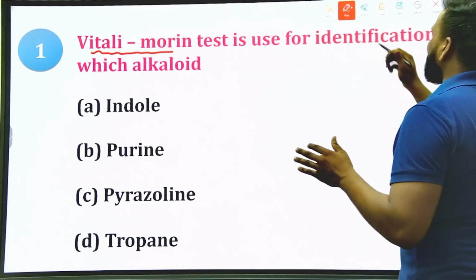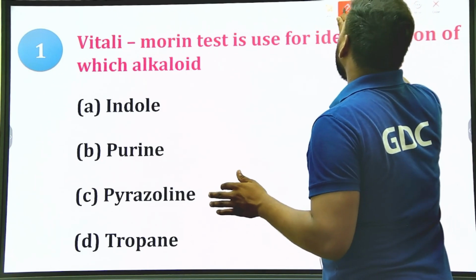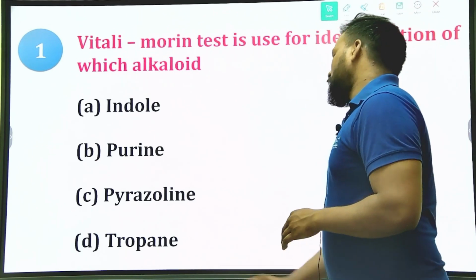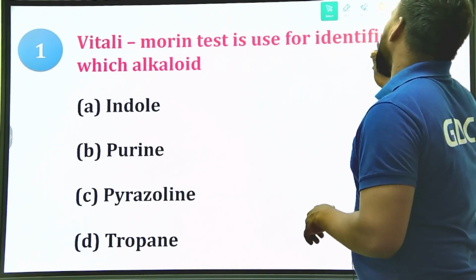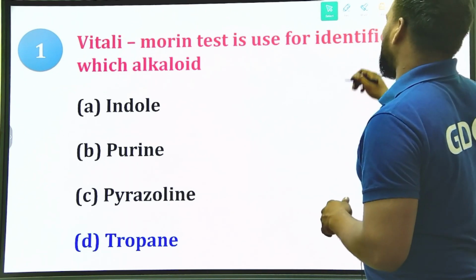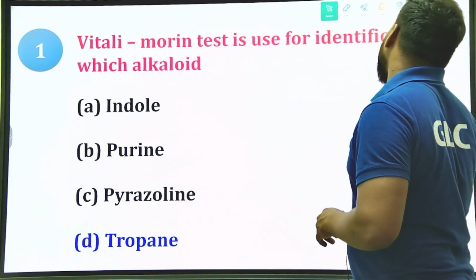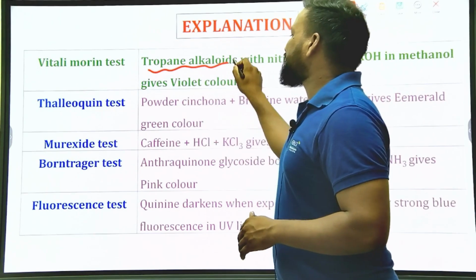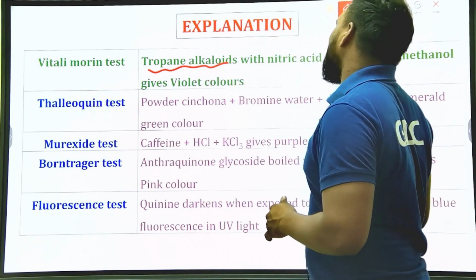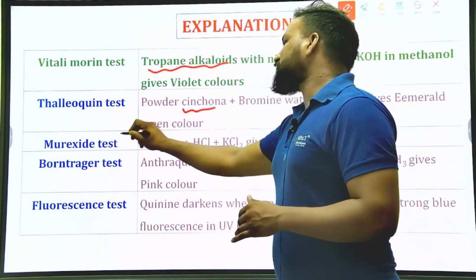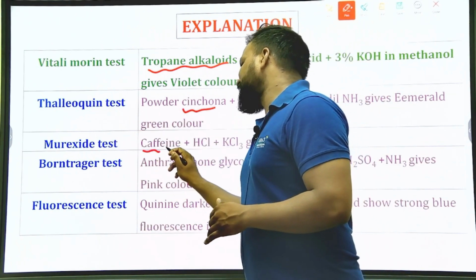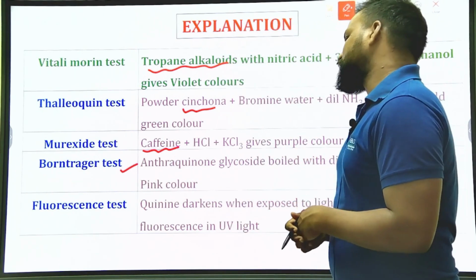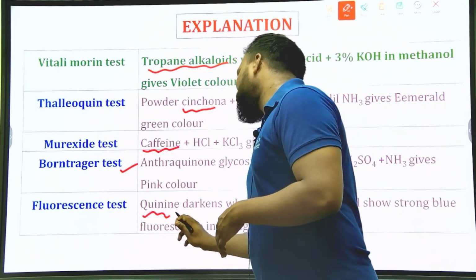So the right answer is undoubtedly the tropane alkaloids. Yes, Vitali Morin test is for the tropane alkaloids, whereas the Thalleoquin test is for the quinine alkaloids, that is for cinchona. Murexide test is for caffeine, that is purine alkaloids. Borntrager's test is for anthraquinone glycosides, and the fluorescence test is also for the quinine alkaloids.